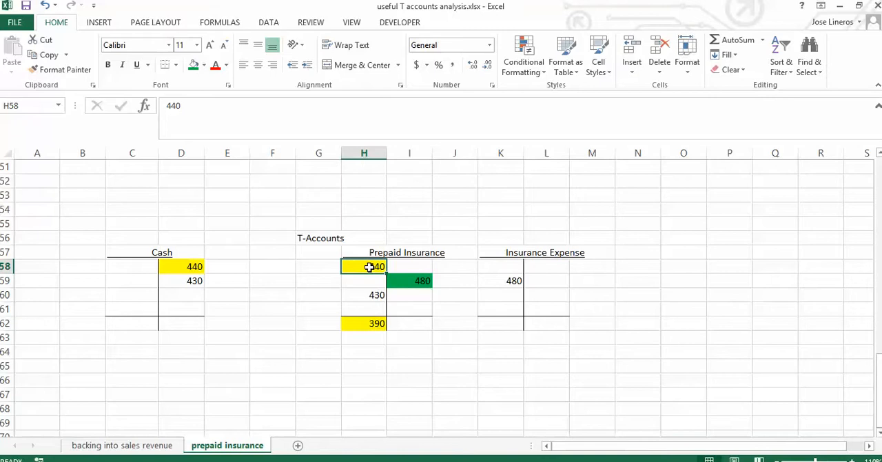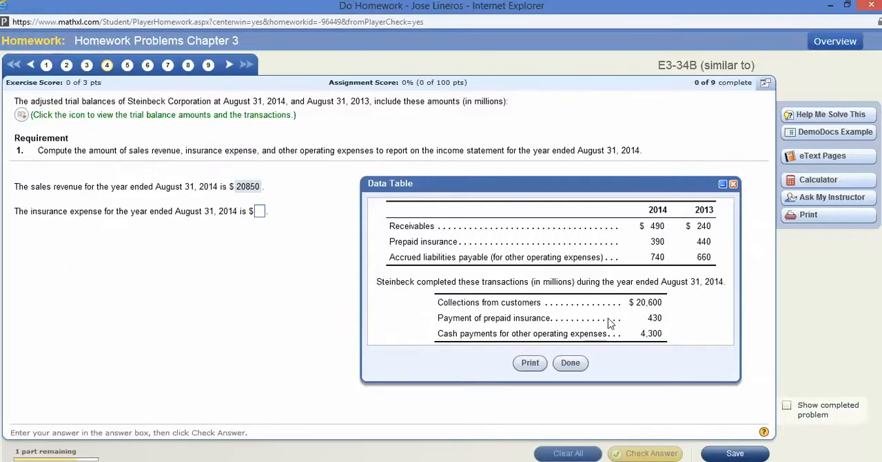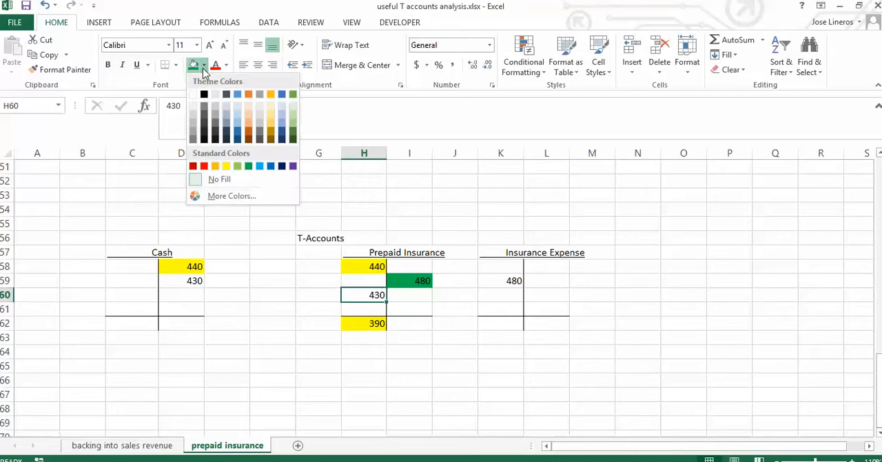We know we started with this. We're given this. I'm just showing you this to show you the offset to this. You got a debit to 440. You pay cash for 440. We also know that we paid another 430 million. We'll look over here. 430 million. So we know that goes together. We'll put this in a lighter green.